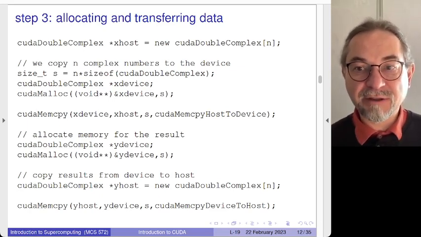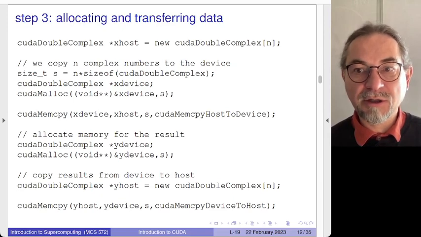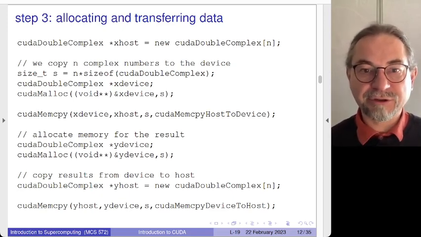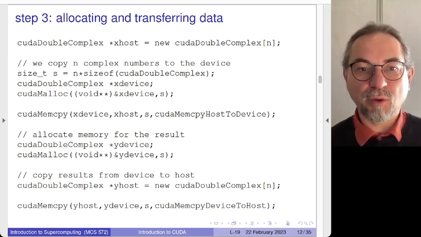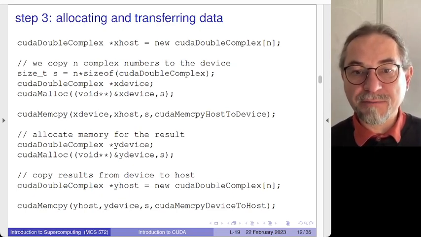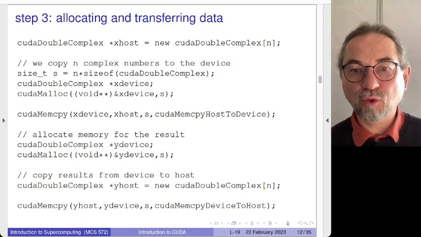So the NVIDIA compiler will decide what instruction gets executed either by the host or the device. And then there is the memory transfer from the host to the device. We have to indicate the number of bytes, and we also have to give this keyword cudaMemcpyHostToDevice.